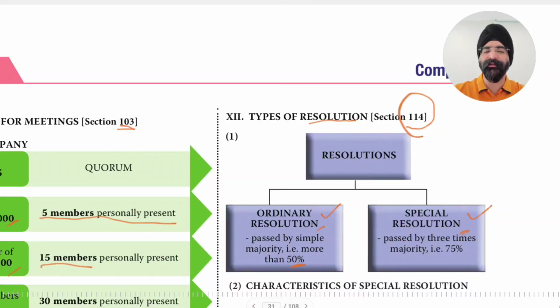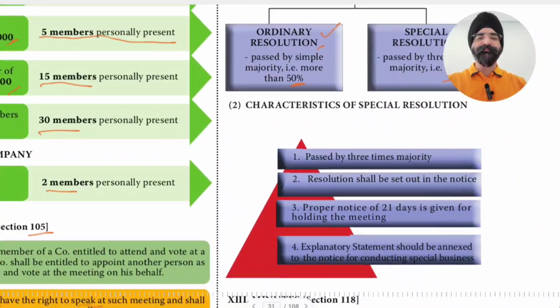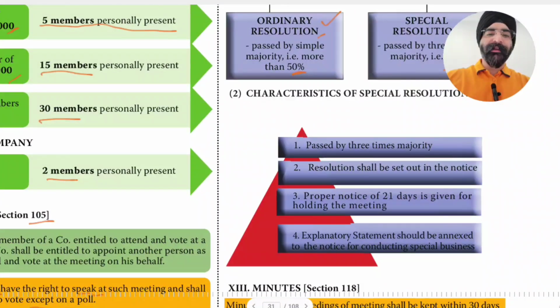But a special resolution is passed by 3 times majority, that is 75% of the total votes cast. If 75% of voters are agreeing to go with the resolution, then it is passed as a special resolution. Characteristics of special resolution. Special resolution has the following characteristics. Number one, it is passed by 3 times majority, 75% majority. Resolution shall be set out in the notice. Notice will clearly provide the resolution.